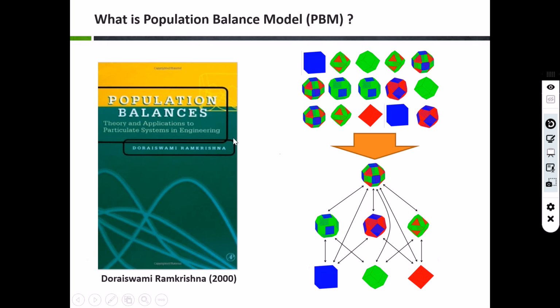Nevertheless, if you just want to use the model, you probably only need two chapters of this book, chapter 1 and chapter 2. Probably chapter 3, at most, and you should be able to use the model, okay?